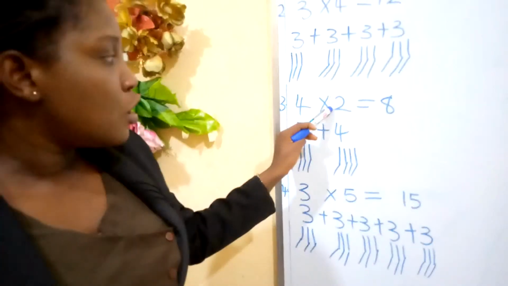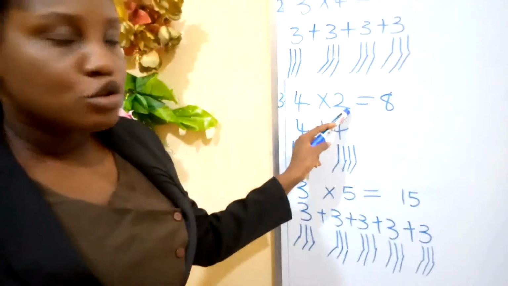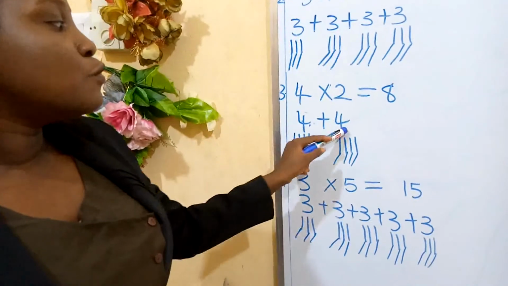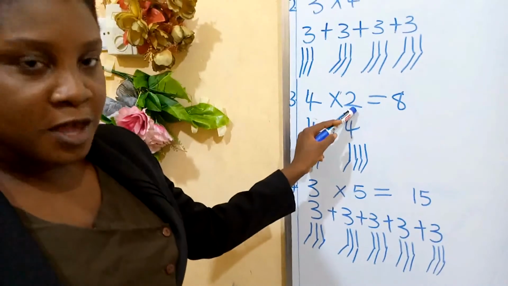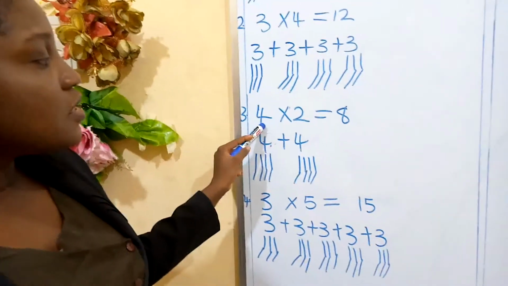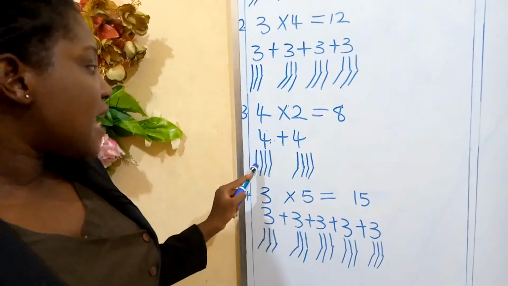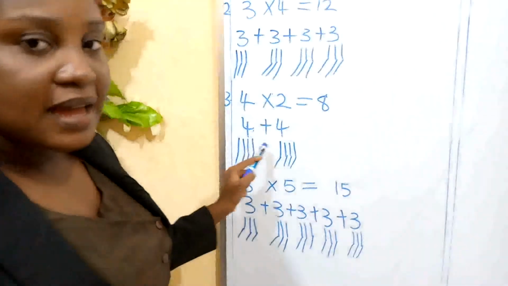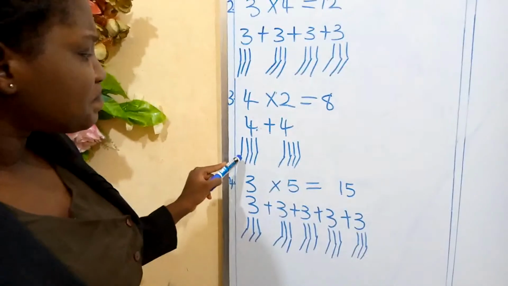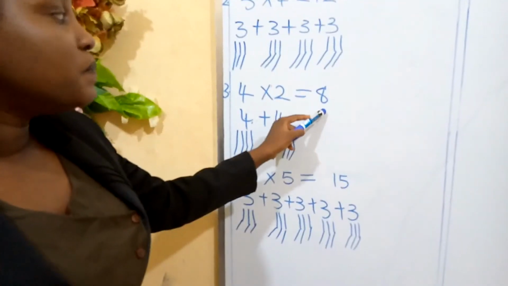Okay. This one was what? 4 times 2. That means 4 in how many places? 2. So this is the 2 fours because we have 2 here. How did we get this? Because of this. Since it is 4 times 2, we have just 2 fours. After that, we count the strokes together. Okay. Then we add the numbers together. And it gives us what? 8.